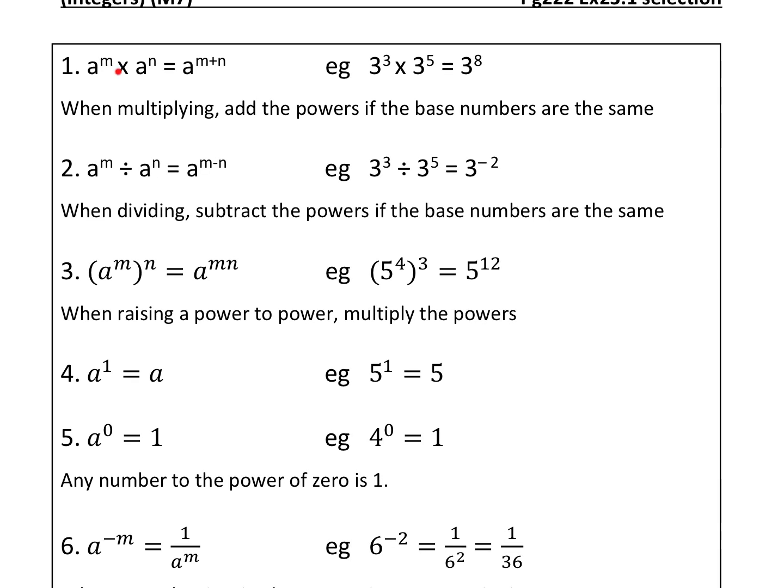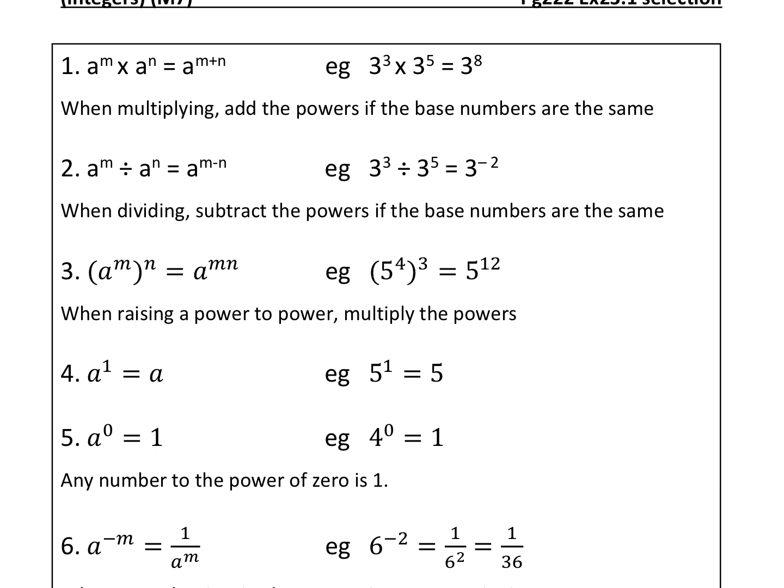The first one is when multiplying. When multiplying, you have to add the powers, but you'll only do that if your base numbers are the same. So for example, we're multiplying here, our base numbers are 3 and 3, so the base numbers are the same. In that case, you can add the powers 3 and 5 to give you 8, and that simplifies it. Our base number stays the same, it doesn't change.